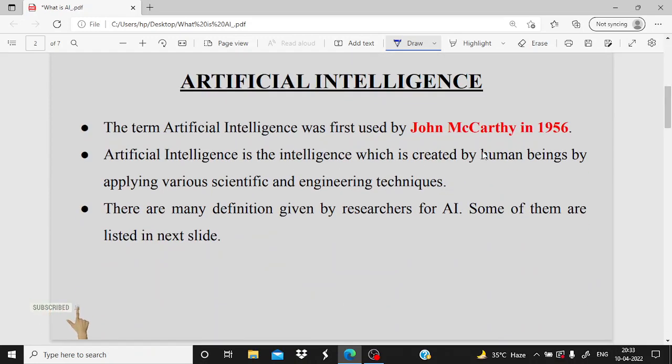The term artificial intelligence was first used by John McCarthy in 1956. In this period, it was first used by this scientist, John McCarthy.